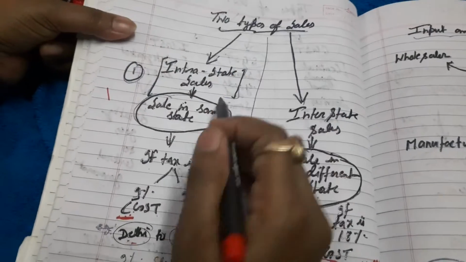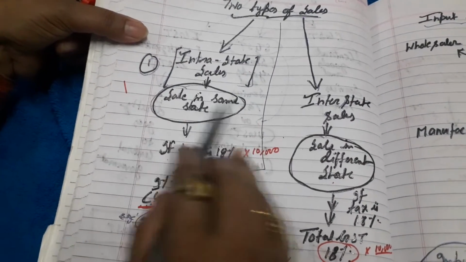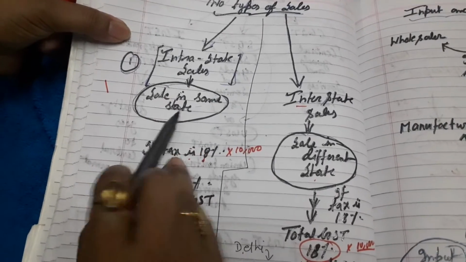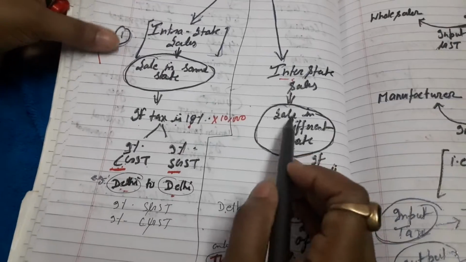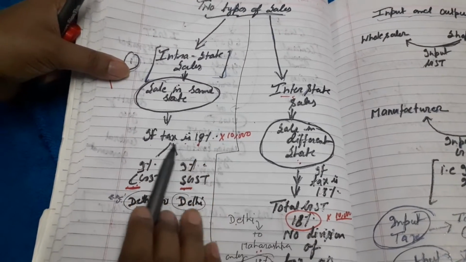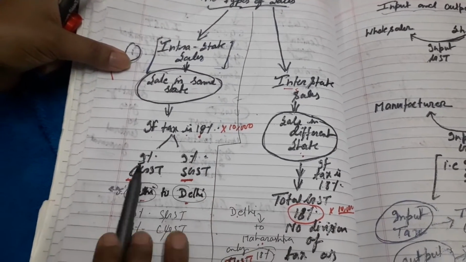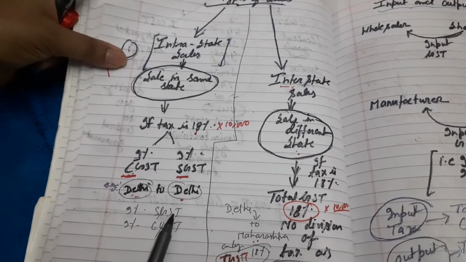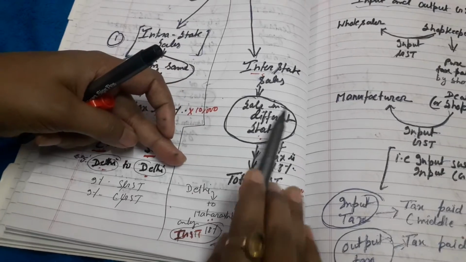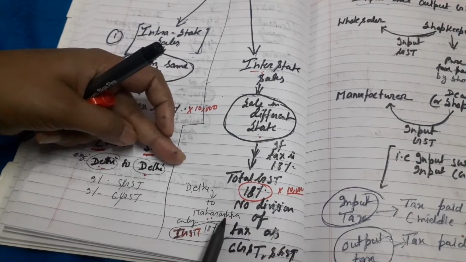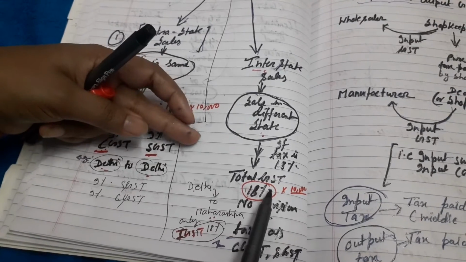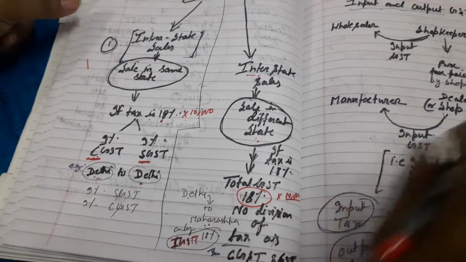So there are two types of sale: intrastate sales and interstate sales. Intrastate sale means selling in the same state, and interstate sale means selling in a different state. If selling is in the same state, then our tax will be divided into two equal parts, and we will solve the sum accordingly after this part. If selling is from one state to another state, like from Delhi to Maharashtra, there is no division of this tax. Total tax will be paid to the central government.